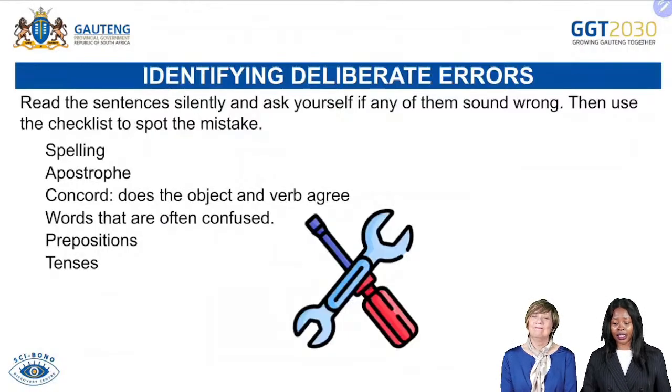We've got a concord. Does the object and the verb agree? We also look at words that are often confused. You think of words such as there, they're. Prepositions, as well as different tenses. So this is what we need to look out for when we deal with this question.